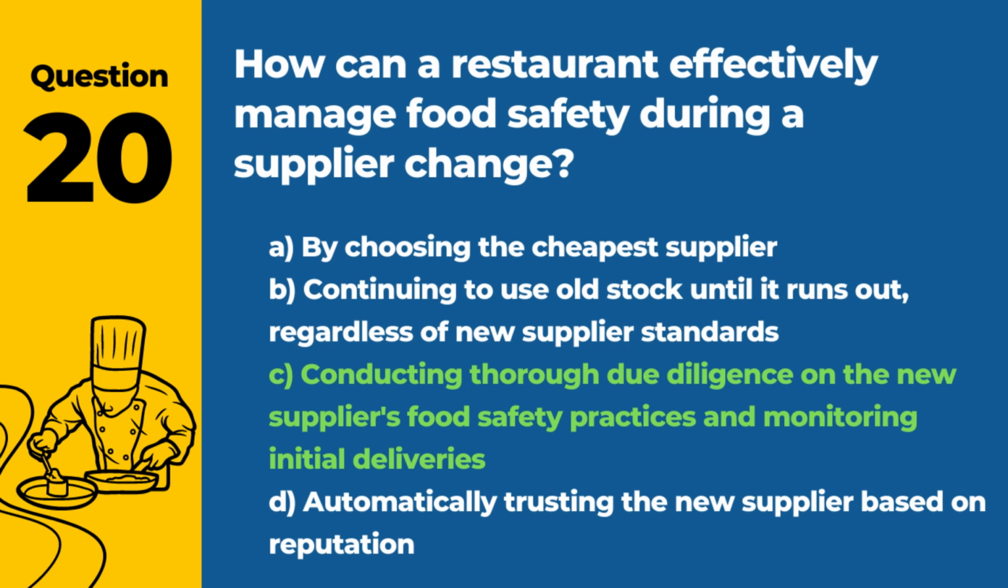Answer: C. Conducting thorough due diligence on the new supplier's food safety practices and monitoring initial deliveries. An effective management of food safety during a supplier change involves careful assessment of the new supplier's safety standards and vigilant monitoring of the quality and safety of the initial product deliveries.